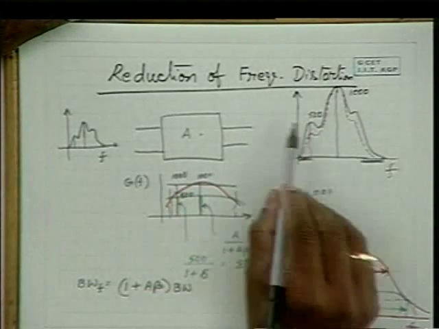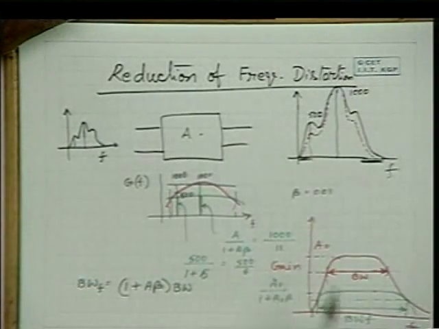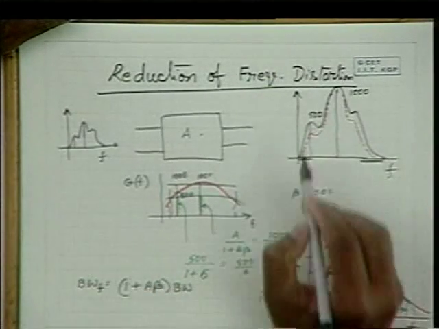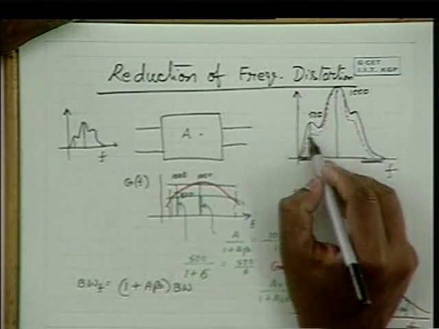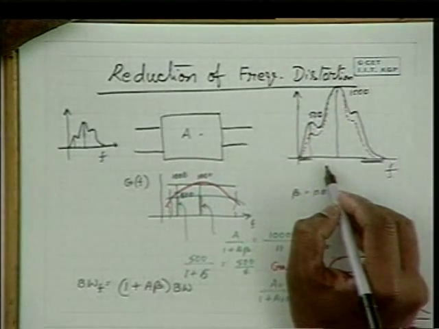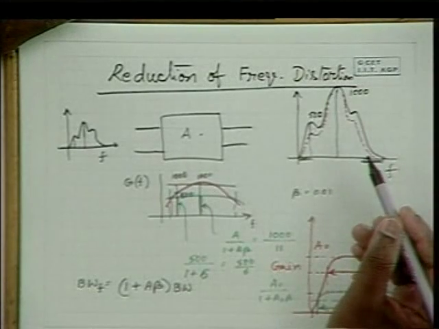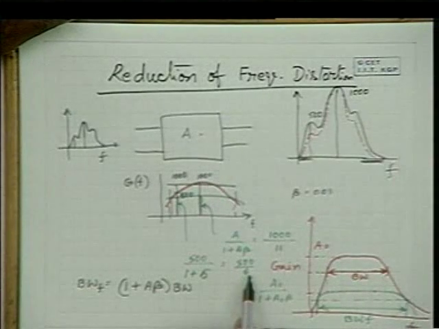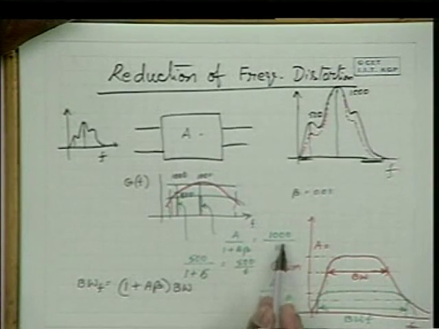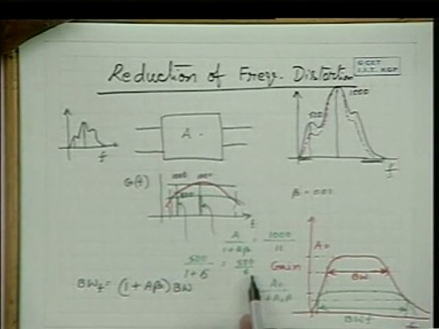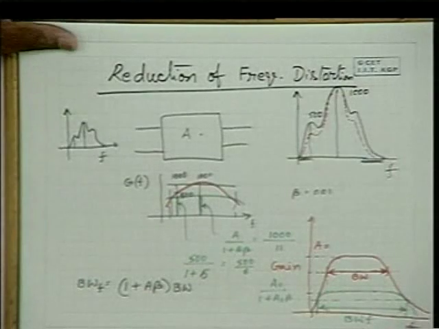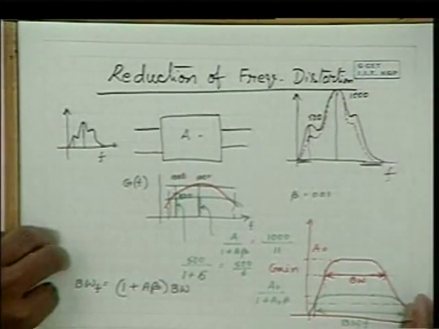So these two are related: how frequency distortion is improved and how bandwidth is improved. Please note that at this frequency, the response was half of this. That means this frequency was beyond the 3 dB point. Now that frequency has come within the 3 dB point, because the gain ratio is 1000 by 11 and 1000 by 12. So precisely because of this reason, the bandwidth is improved in the case of negative feedback.